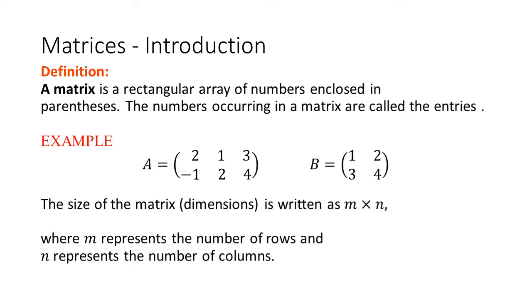Now we are going to see what is the size of a matrix, or we can say the dimension of a matrix, or the order of a matrix. A matrix has a size, an order, a dimension. It is written as number of rows multiplied by number of columns, that is m cross n, where m represents the number of rows and n represents the number of columns. The first number represents the rows and the second one represents the columns.